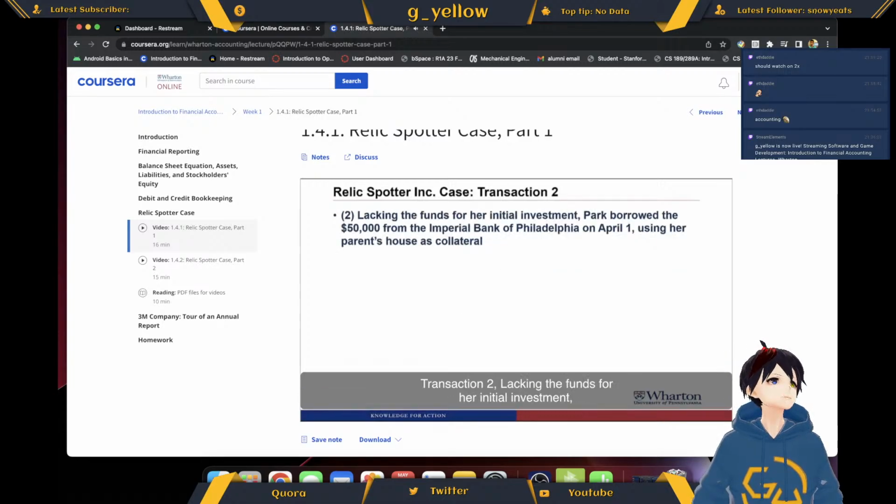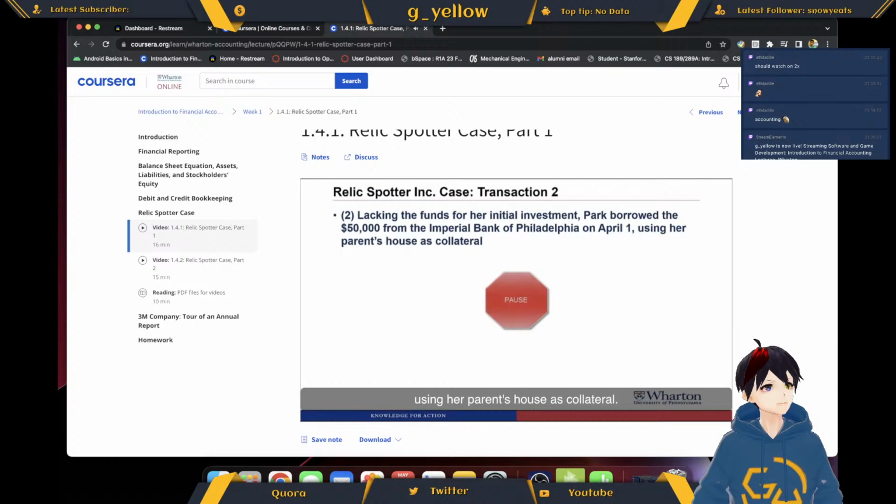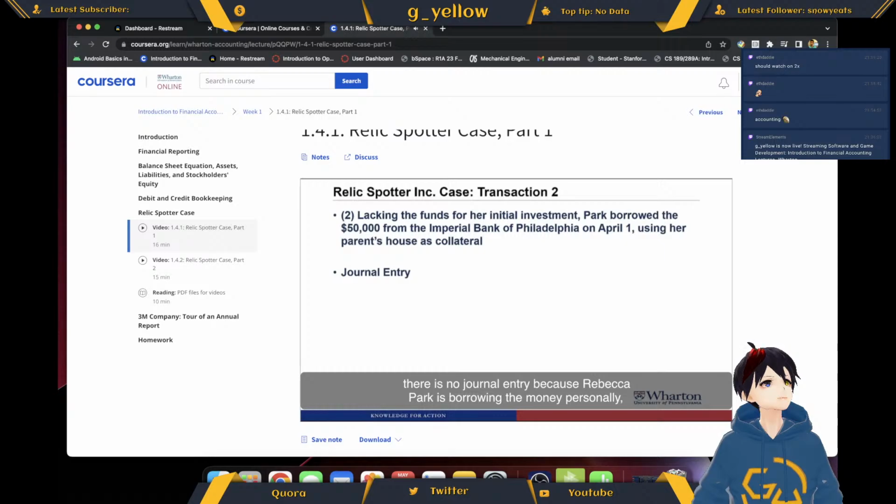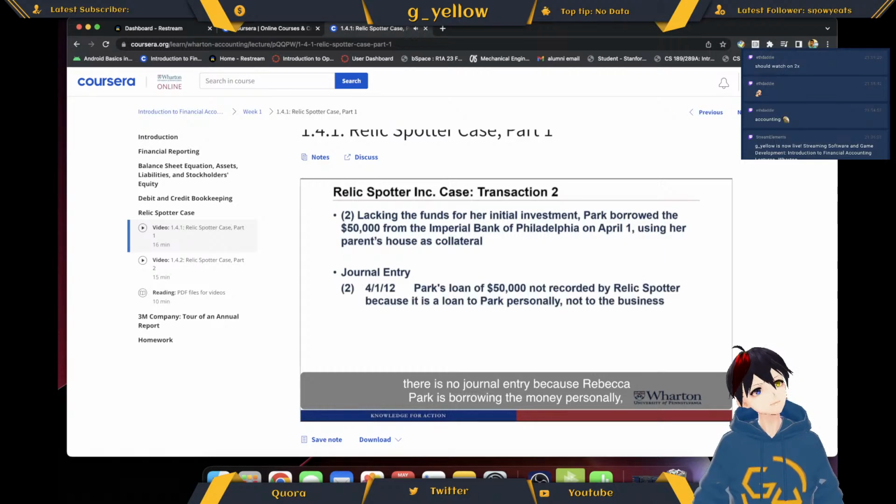Transaction 2. Lacking the funds for her initial investment, Park borrowed the $50,000 from the Imperial Bank of Philadelphia on April 1st, using her parents' house as collateral. The journal entry for this one is, well, there is no journal entry. Because Rebecca Park is borrowing the money personally, it's not Relic Spotter that's borrowing the money. In other words, Relic Spotter doesn't have to pay this loan back, Rebecca Park does.